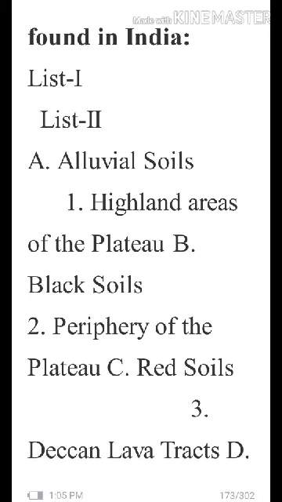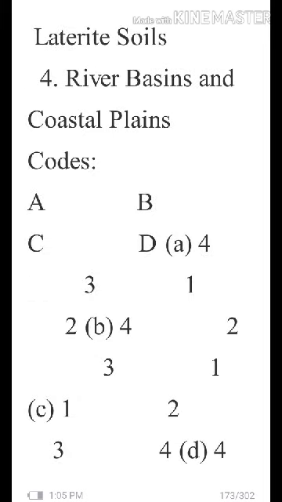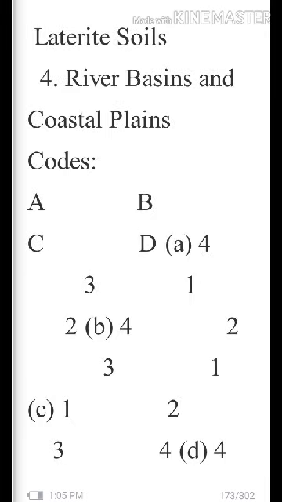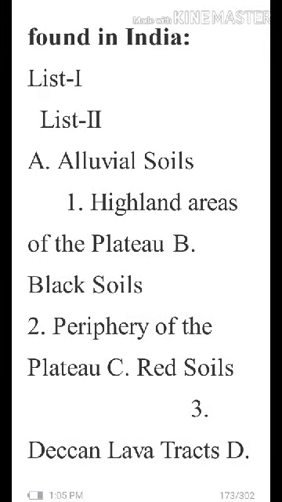Okay, now alluvial soil: river basins and coastal plains. Next, black soil: Deccan lava tracts. Red soil: periphery of the plateau. Laterite soils: highland areas of the plateau.